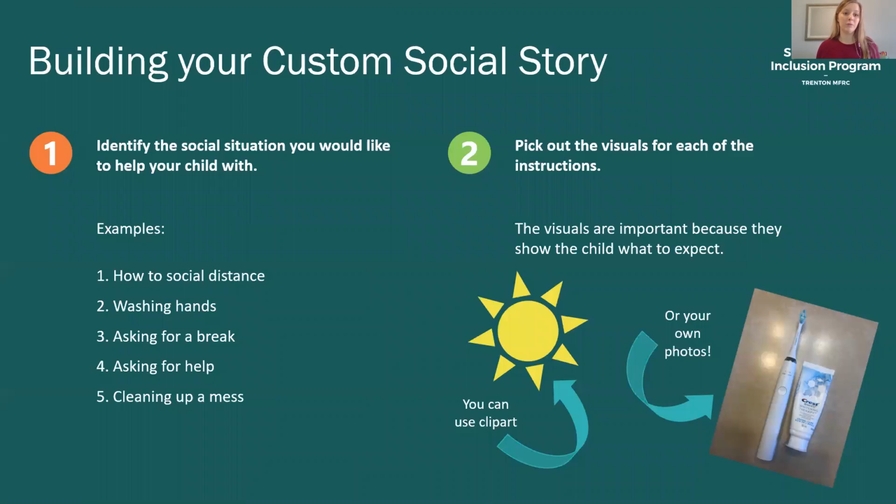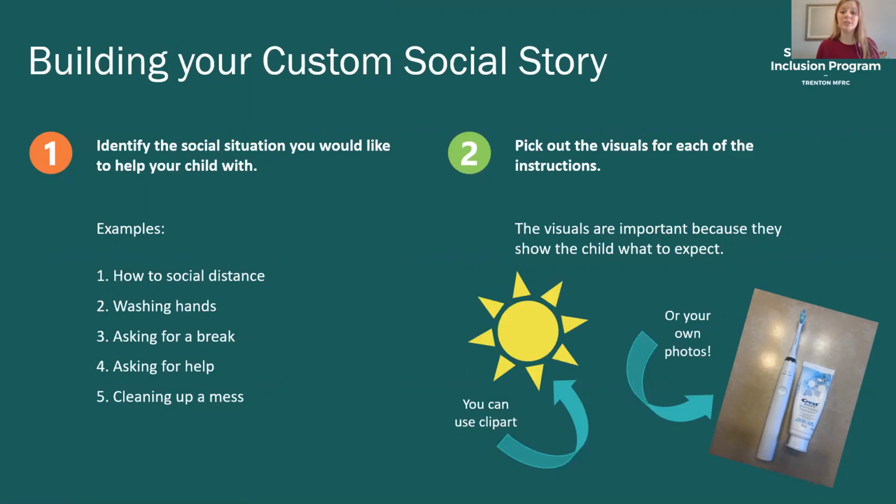So to get started for building a custom social story that meets the needs of your child, the first step is identifying the social situation you would like to help your child with. So there's many examples of what you may be wanting to help your child with. Some of them include how to social distance, because that is a new thing that we are all experiencing right now. Another one is washing hands, asking for a break, asking for help, or cleaning up a mess.